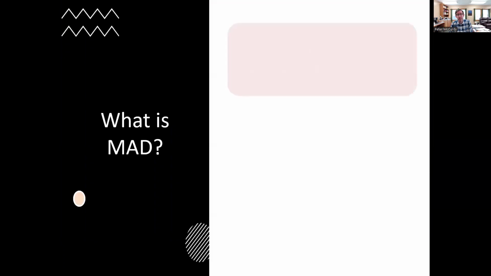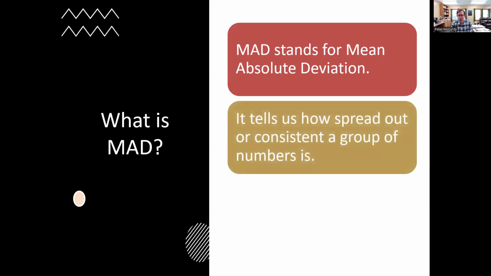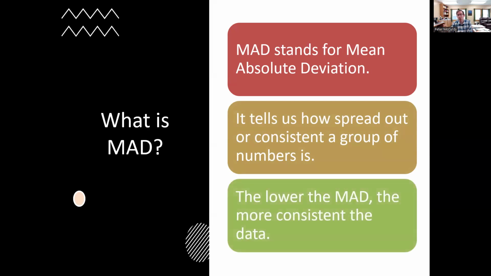So, what is MAD? MAD stands for mean absolute deviation. And we know what mean is. Mean is the average of a group of data. So we have to figure out what absolute deviation means. It tells us how spread out or consistent a group of numbers is. What that really means is we're looking at the mean, the average, and we're looking at the distance of every single data point from that one average point to help us know how spread out the data is, how consistent it is. The lower the MAD, the lower the mean absolute deviation, the more consistent the data. I know that's a lot of words, so let's look at some examples, see if it helps us understand it.